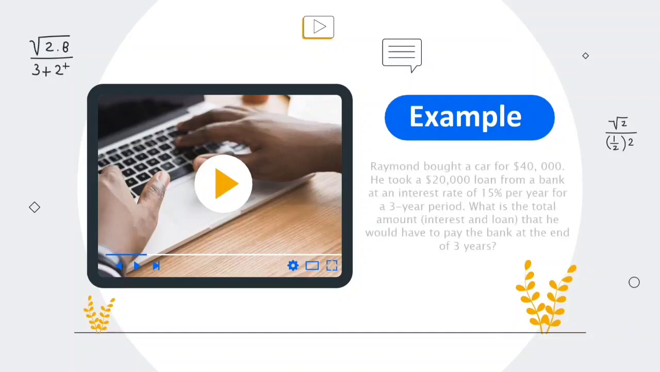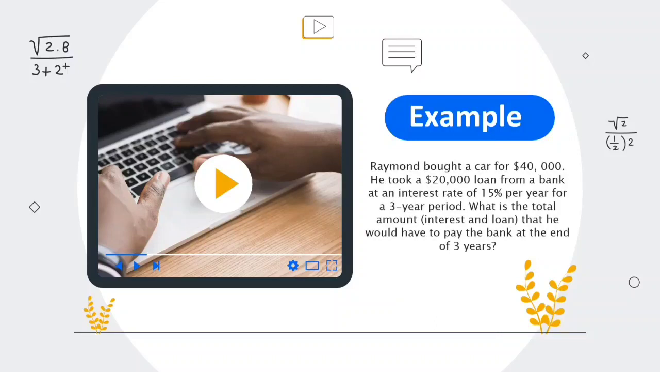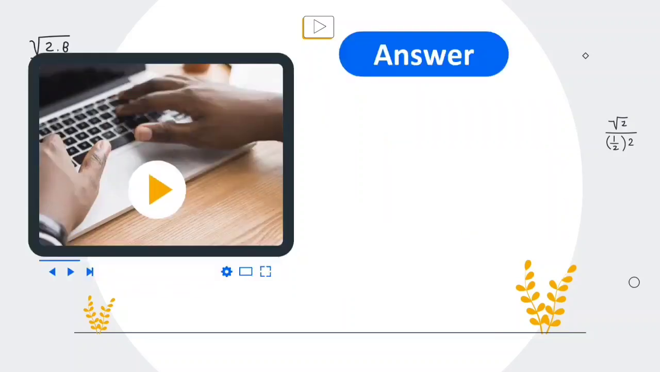Raymond bought a car for $40,000. He took a $20,000 loan from a bank at an interest rate of 15% per year for a 3-year period. This is the total amount that he would have to pay the bank after 3 years. So once again, let's try to determine what are the given and what is asked. Now IS is of course asked, so it's required.